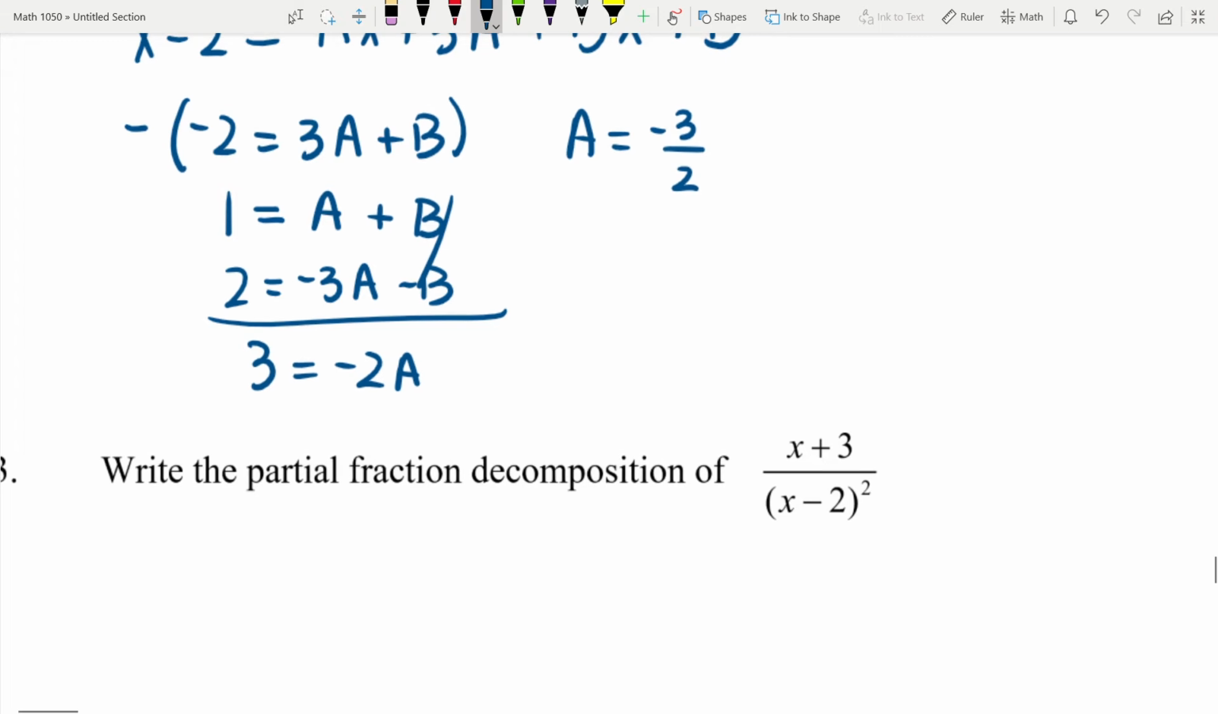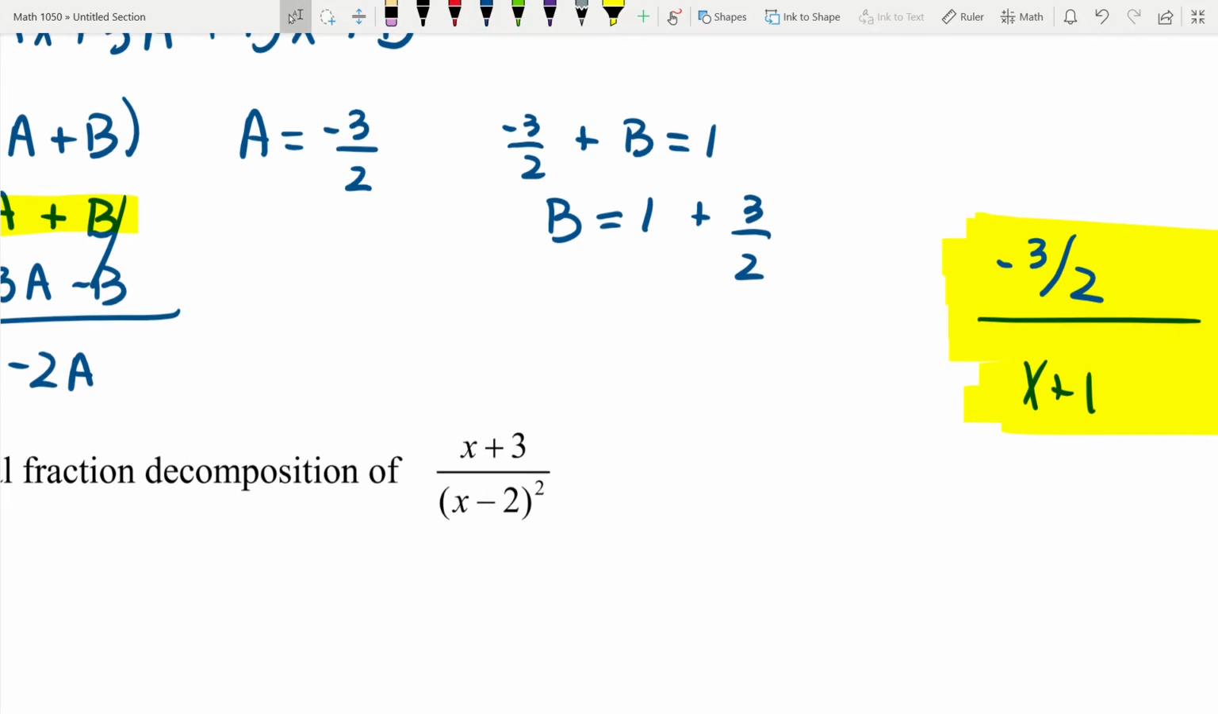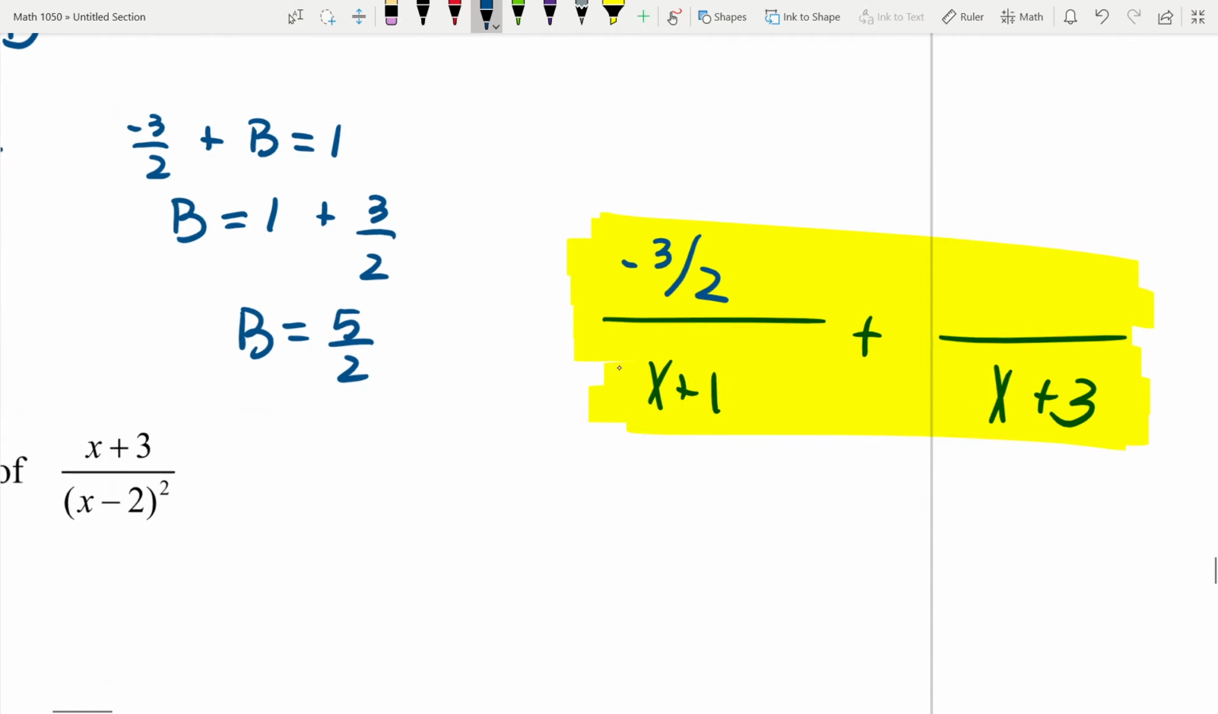Now I have to find the b. You can go wherever you want to find the b, you guys. The easiest place to find the b is right there. That's my opinion. You can go into any of those three. So I'm going to go a, that's negative 3/2, plus b equals 1. Pull your 3/2 over, so you have b equals 1 plus 3/2. You guys, 1 is the same as 2/2, and 2/2 plus 3/2 gives me 5/2. So that's my answer. Put it over here, and there's my answer.